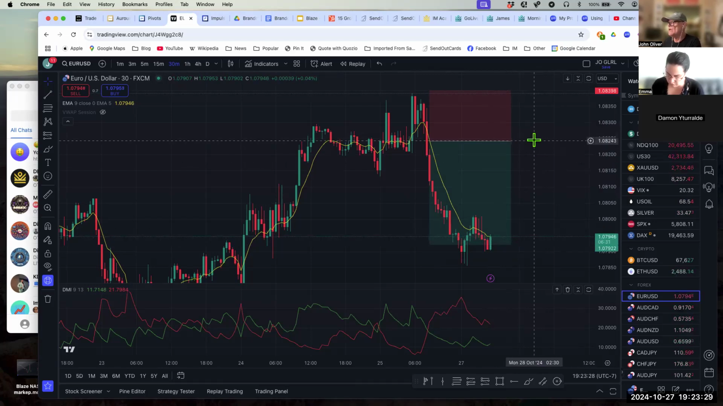So EU, we would put our entry right there, 108241 roughly, and our stop loss up there at 108,398, and our TP down there at 107,920. Do you agree with that?